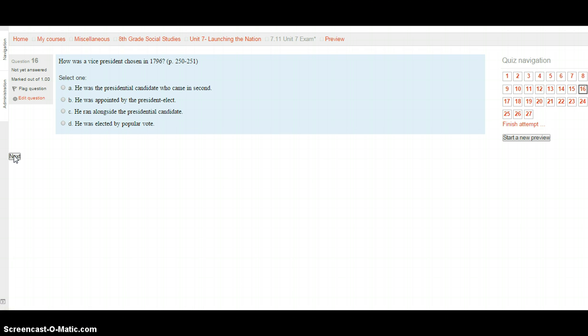Question 16. How was a vice president chosen in 1796? This is on pages 250 to 251. Was he the presidential candidate who came in second? Was he appointed by the president-elect? Did he run alongside the candidate, or was he elected by popular vote? Go to page 250 to find your answer and hit the next button when you're ready.